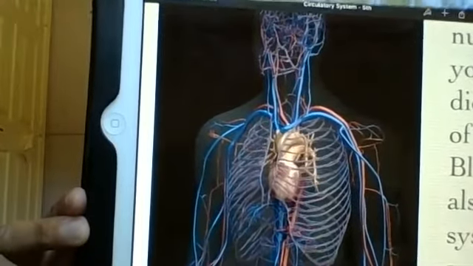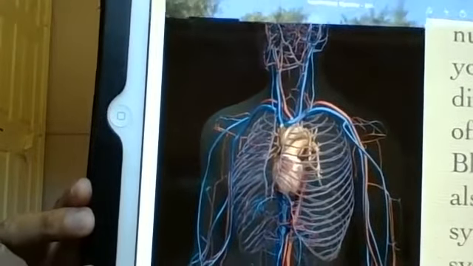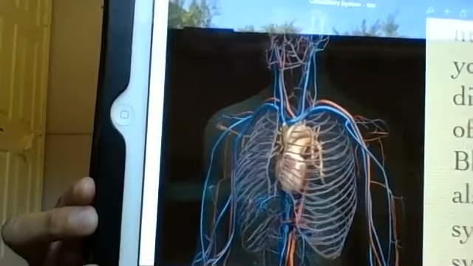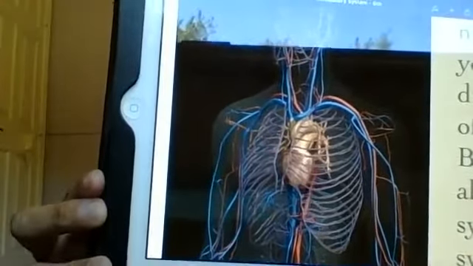Your heart is only about the size of your fist. So everyone make a fist and hold it up. And that's the size of your heart. But it's also very strong. It needs to be strong because it never stops pumping. It keeps blood always circulating throughout your body.